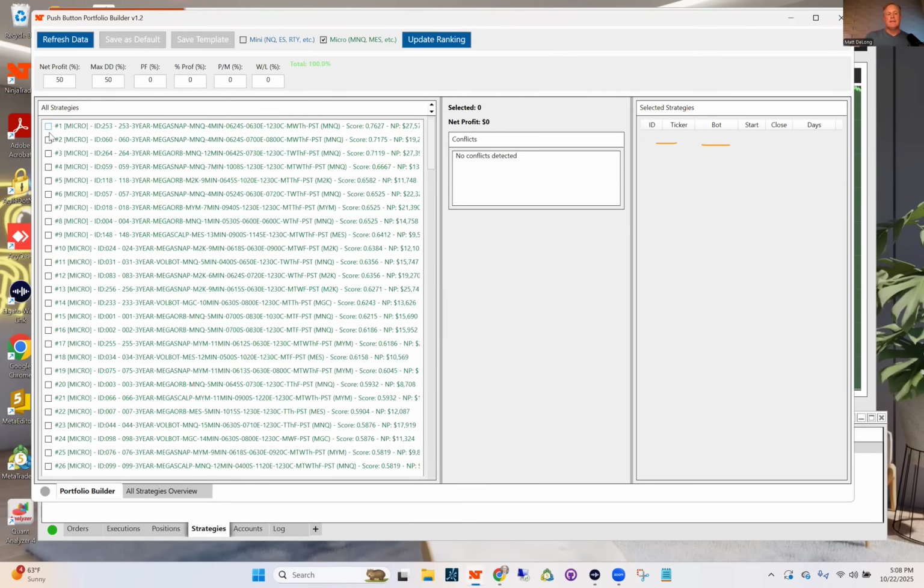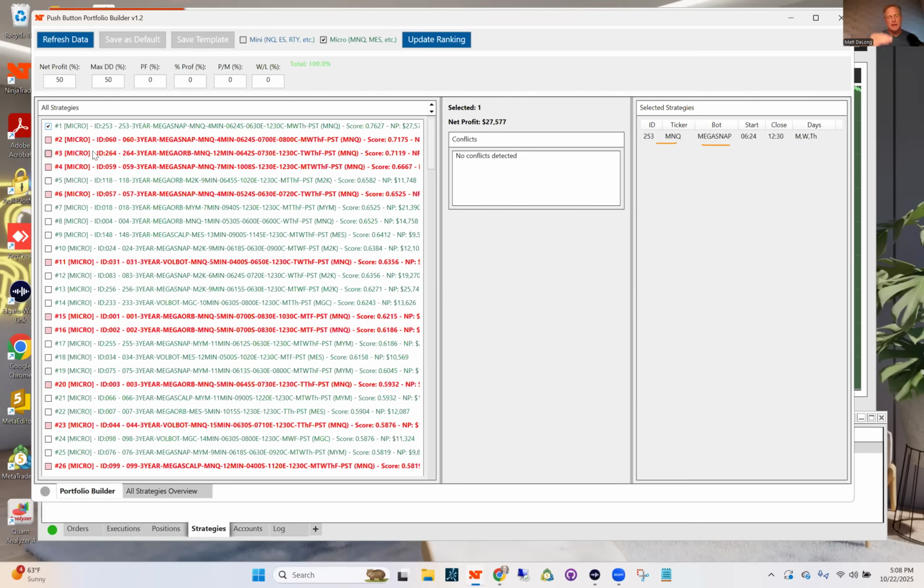Now, when I check this, you'll notice there's some other things that turn red. Well, what's the problem with the red? Well, when I check the red, you'll see now that there is a conflict. What does that mean? That means we're trading the same exact asset in the same account at the same time, and they're going to have some problems, right? So imagine buying something like the S&P 500 and shorting it at the same exact time. That is a problem. Or in this case, MNQ, which is the micro NASDAQ futures contract.